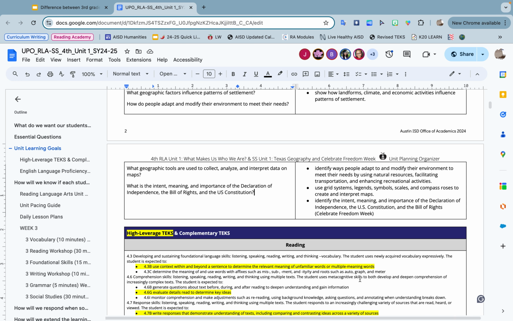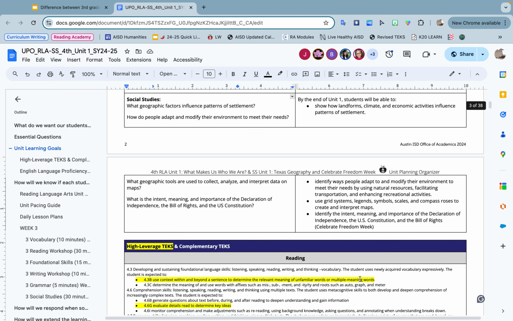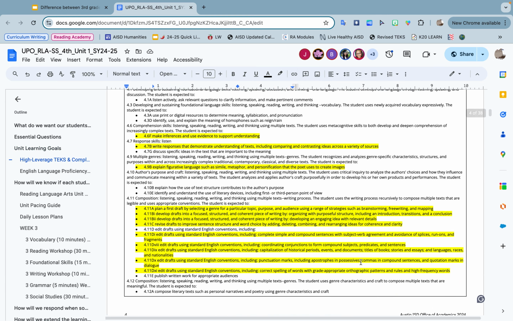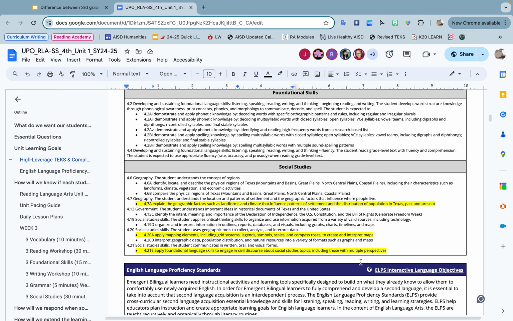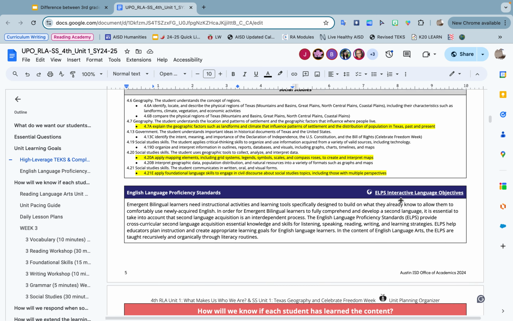After the learning objectives and the unit learning goals, you will find the high leverage and complementary TEKS. If you scroll below the reading, writing, and foundational skills TEKS, you will find the social studies TEKS. So these are all of the standards that will be covered in the course of the social studies unit, and the high leverage are the ones that are highlighted here.